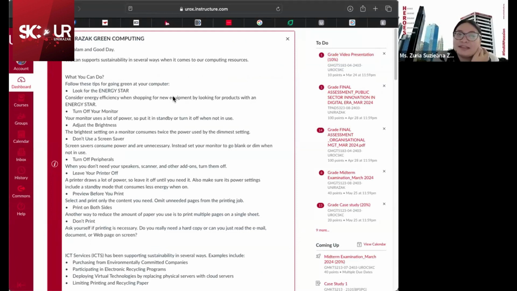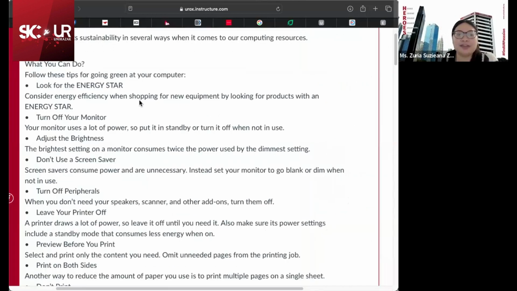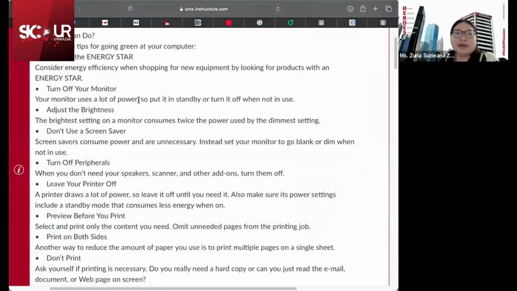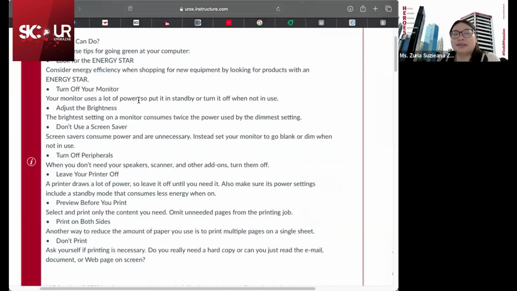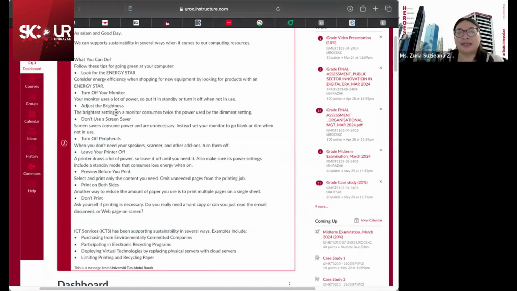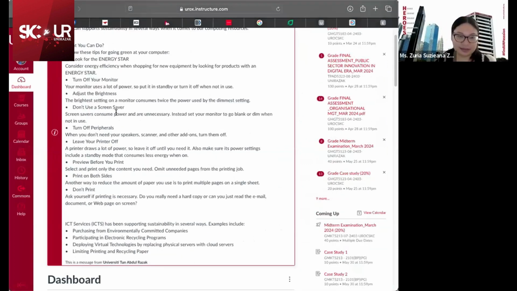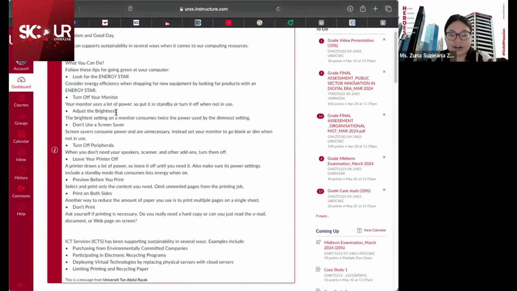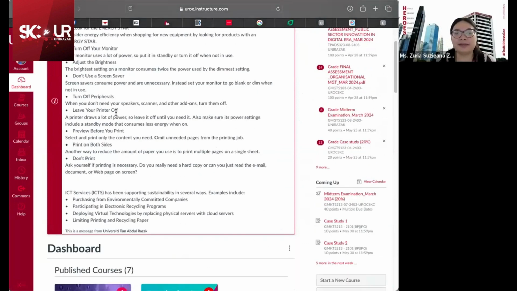So we can support sustainability in several ways when it comes to computing resources, and then they put this in euros. These are some of the things that you can do to support the sustainability practice in our workplace or in our organization, because you are one of the stakeholders as well. Just take a look at it, right? This is very interesting. So it's a very clear communication that we are supporting this sustainability effort, and then you can do that too by practicing all this.